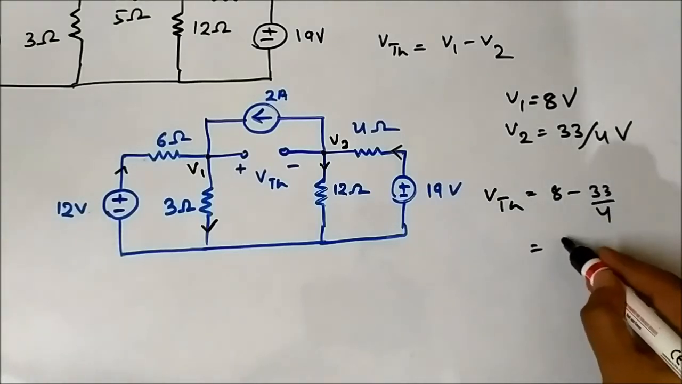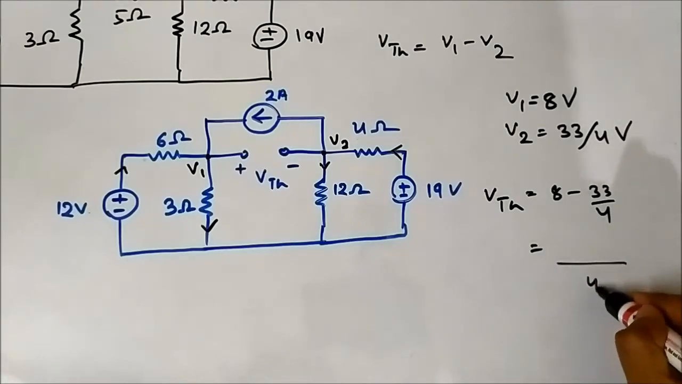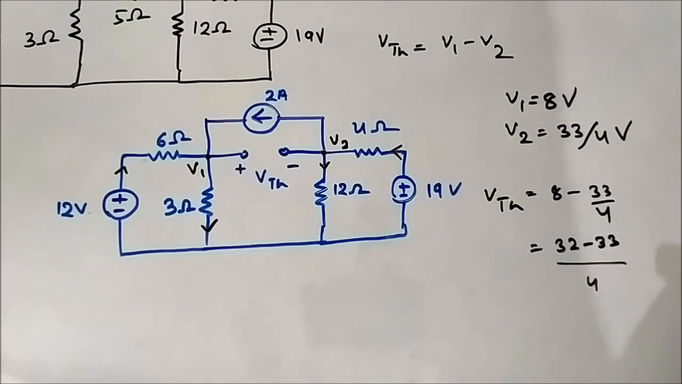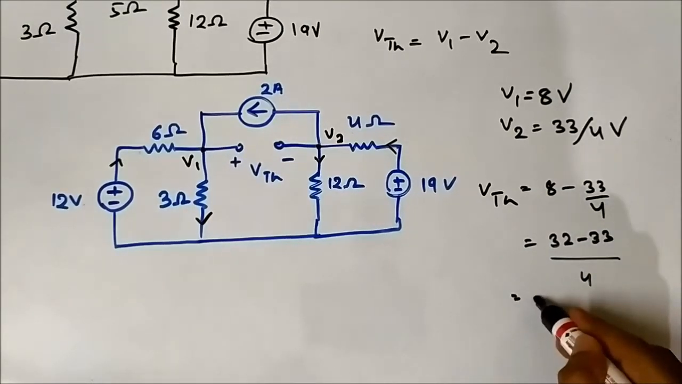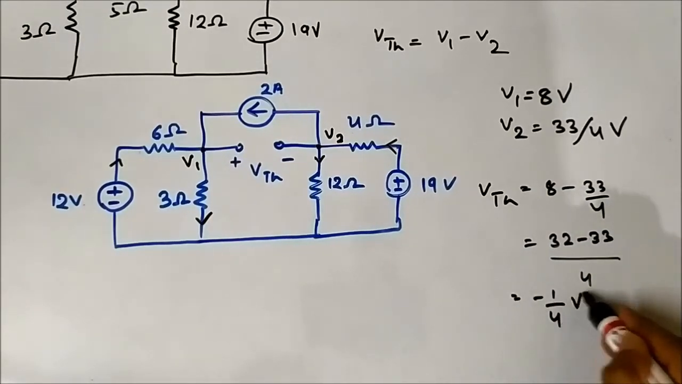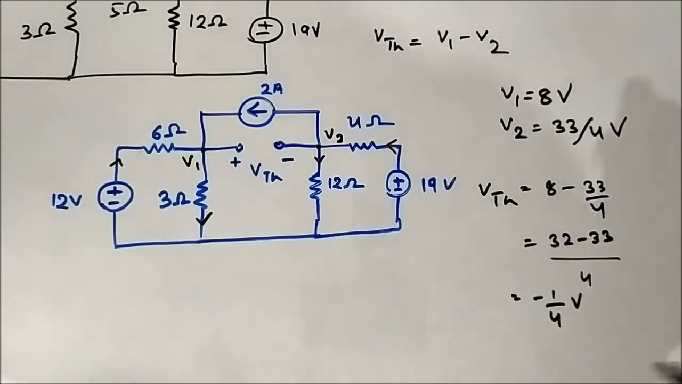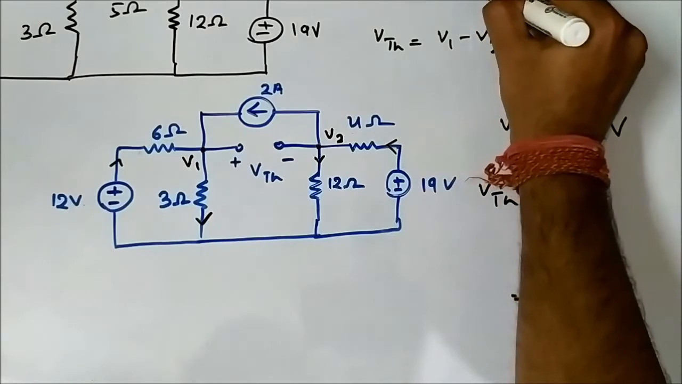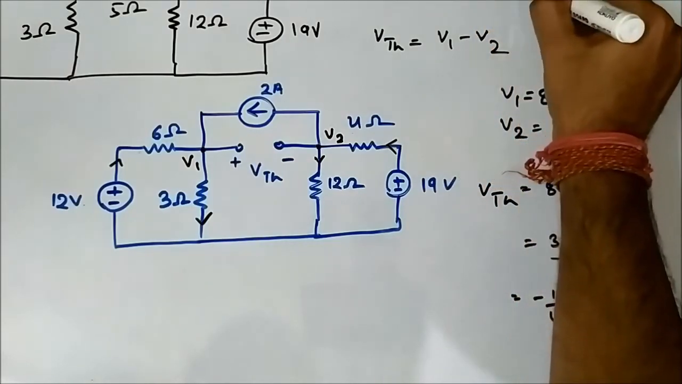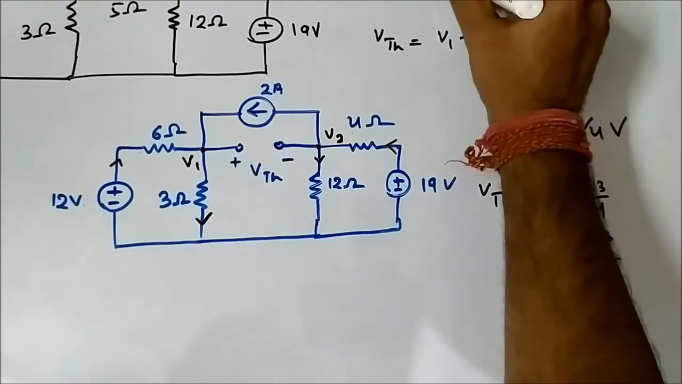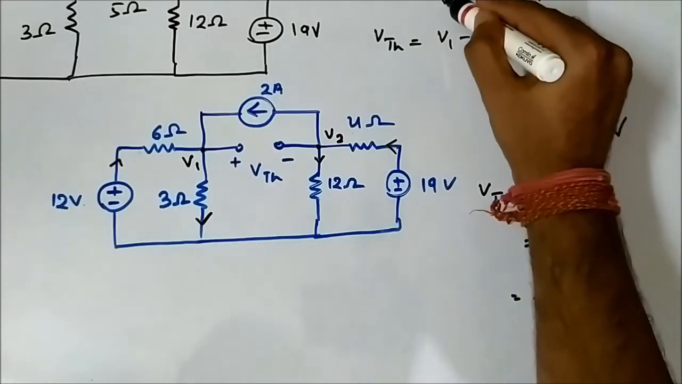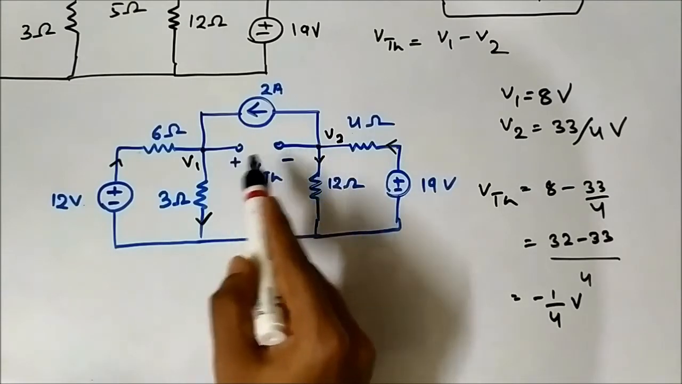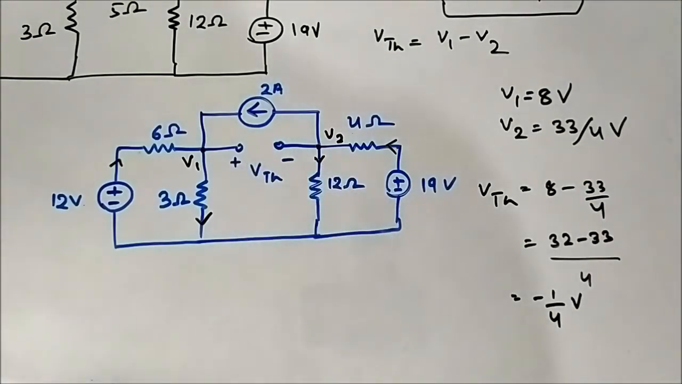It is equal to 32 minus 33, which is equal to minus 1 by 4 volts. Sorry, VTH is minus 1 by 4 volt. So here the negative sign means that the polarity which we assumed for VTH is the opposite of that.